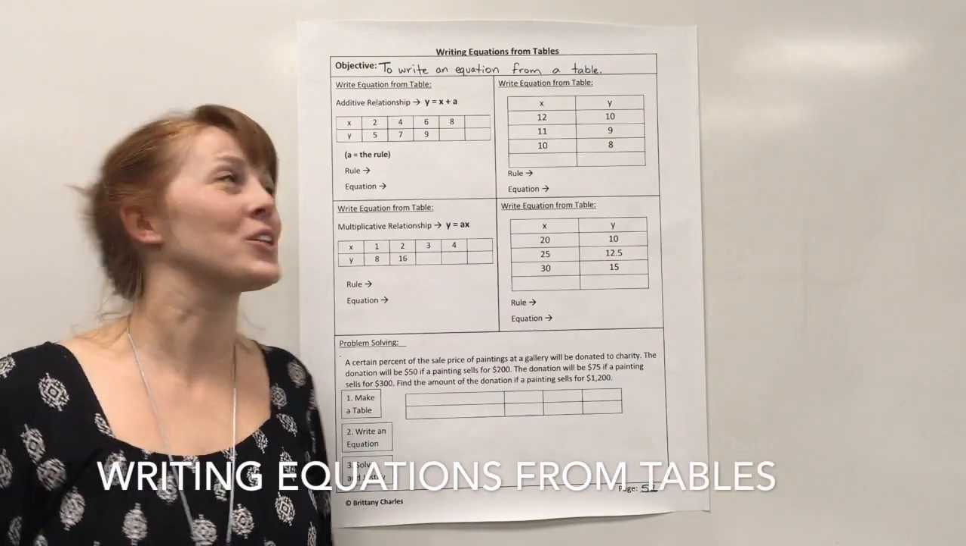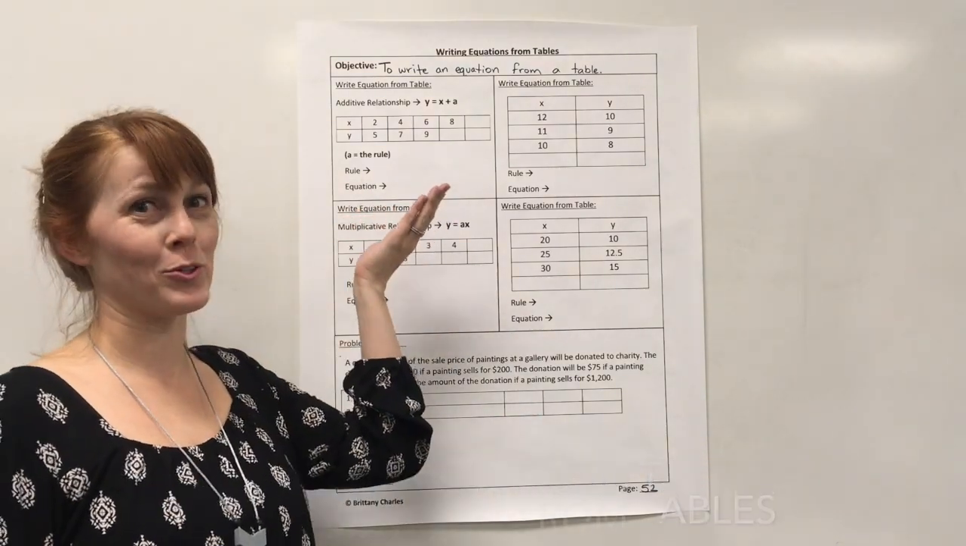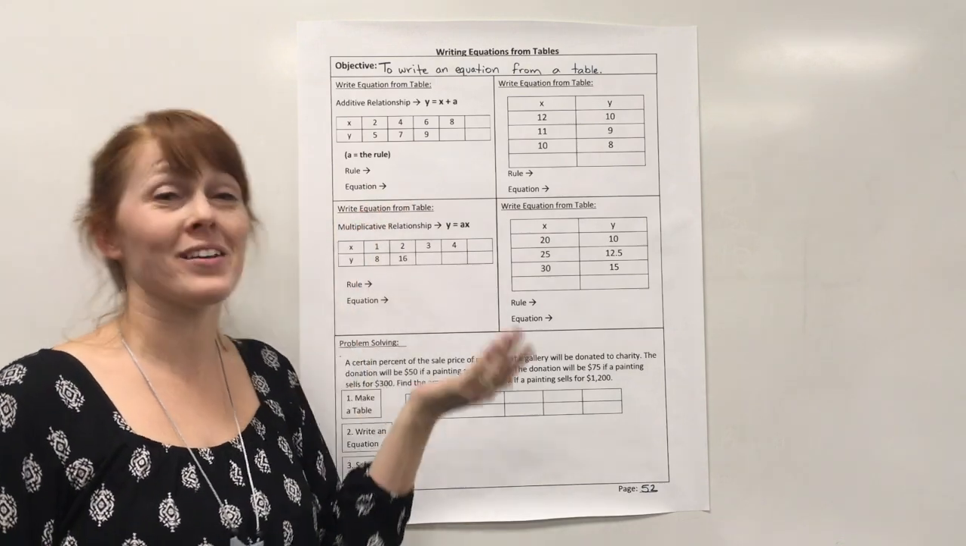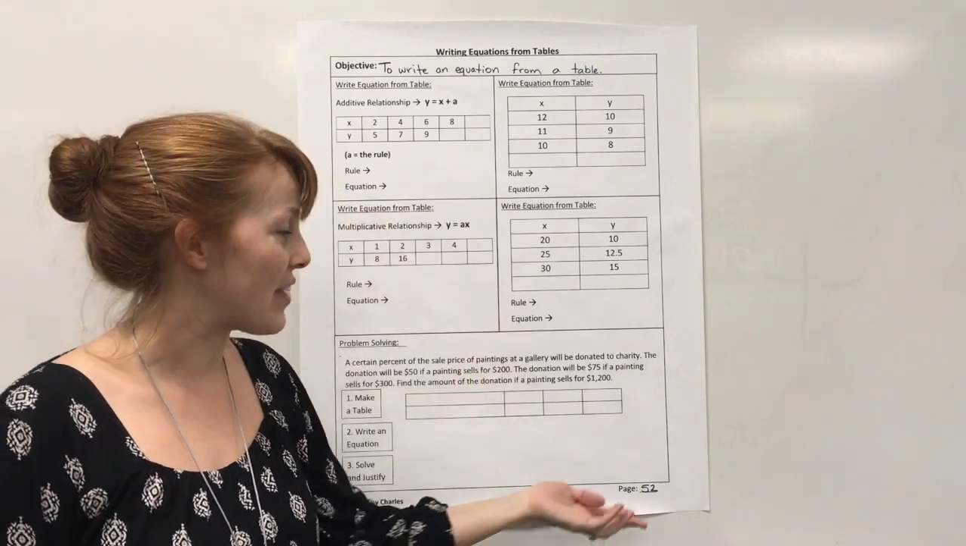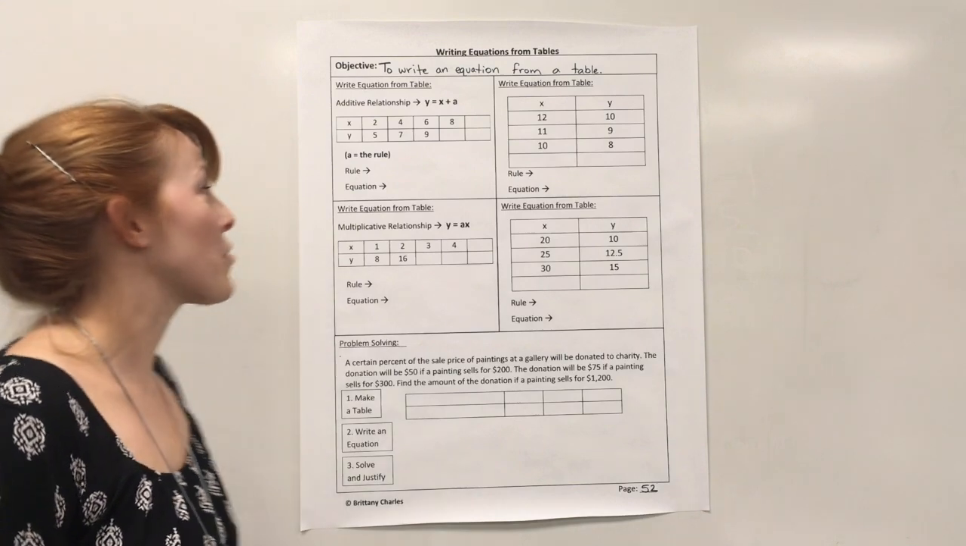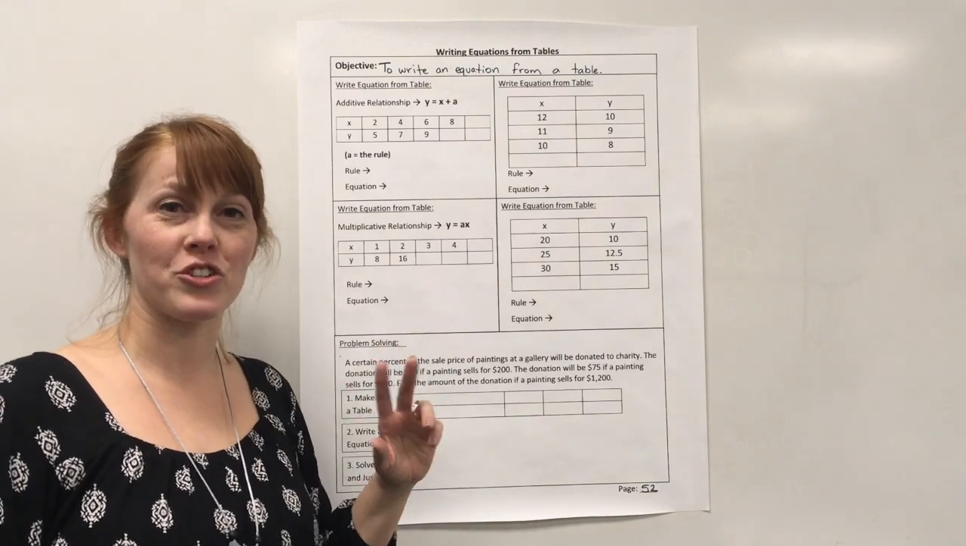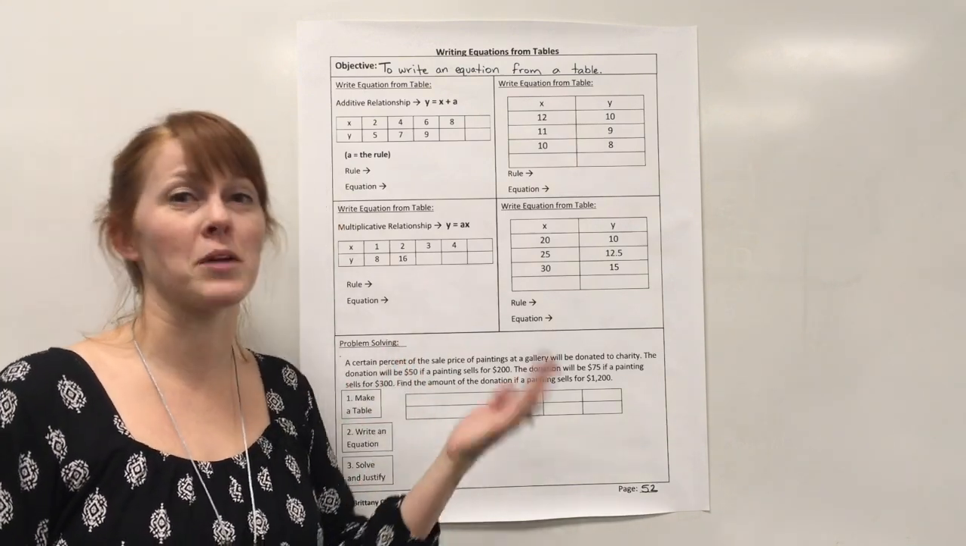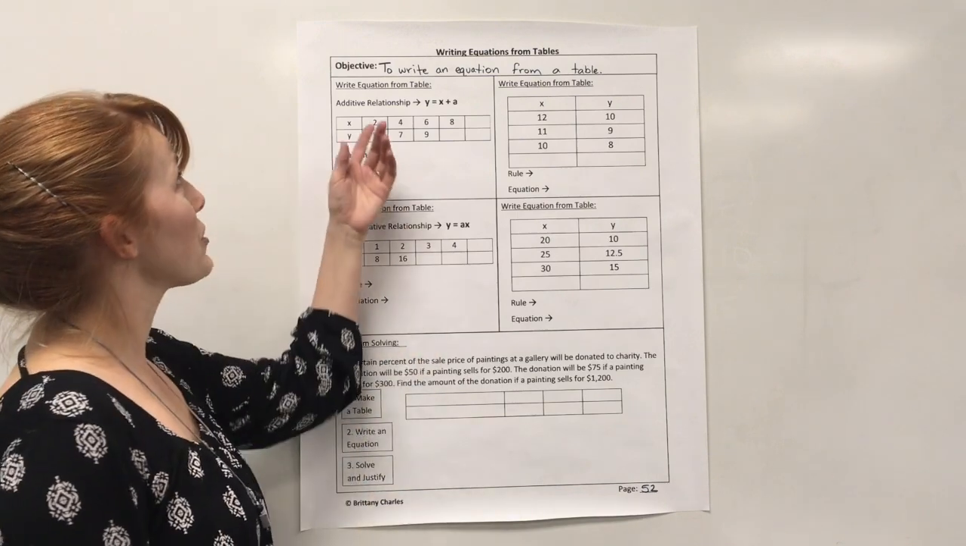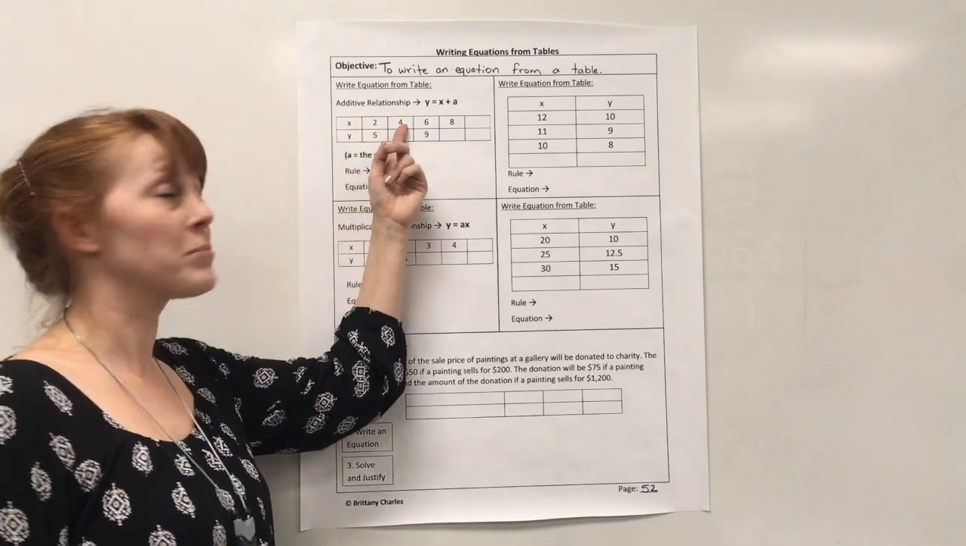Hey guys, today we're going to learn about writing equations from tables. Our objective is to write an equation from a table. This is page 52. There are two main types of relationships: additive and multiplicative. First, we're going to look at additive relationships.